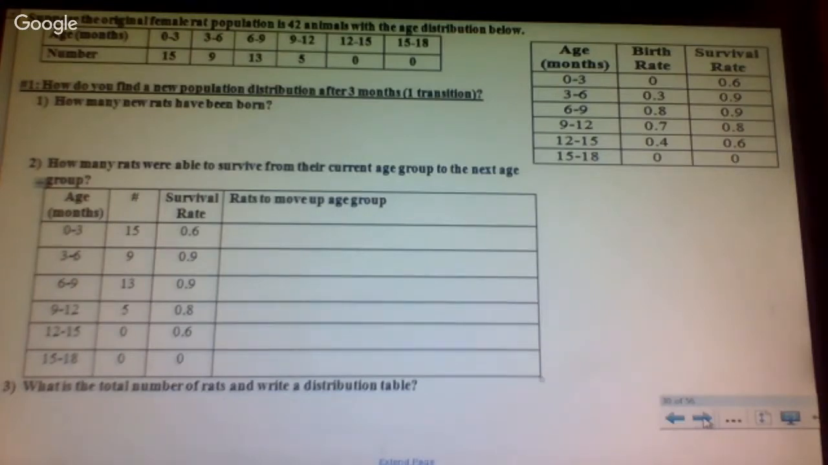Okay, so we need to talk about newborn rats being born. So we need to deal with birth rates. Okay, so I have 15 rats that are between 0 and 3 months. None of those rats are having babies.